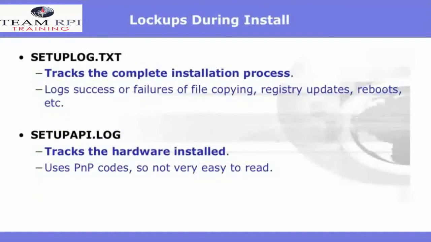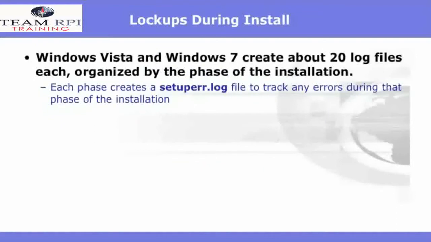The setuplog.txt tracks the complete installation process and logs success or failures of file copying, registry updates, reboots, and so on. The setupapi.log only tracks the hardware installed. Windows 7 and Windows Vista create about 20 log files each, organized by the phase of the installation that it's in. Each phase creates a setup ERR log. This log tracks any errors that occurred during that phase of the installation.